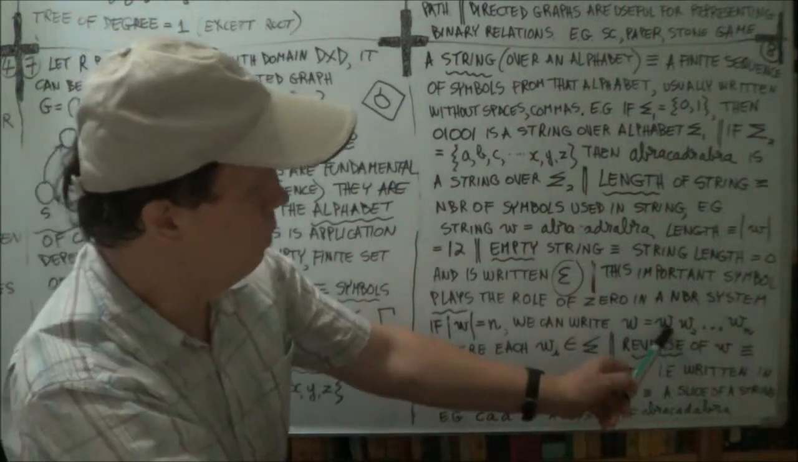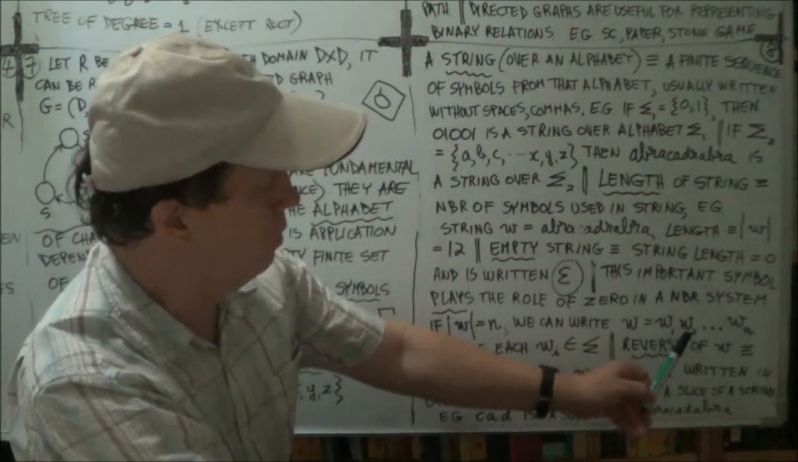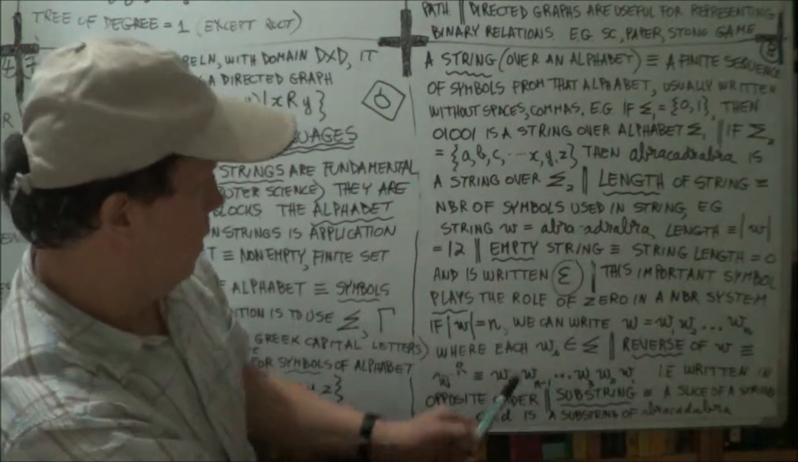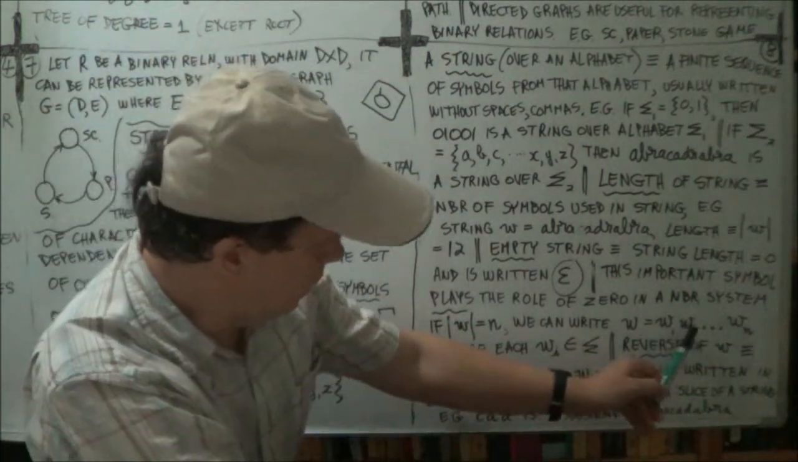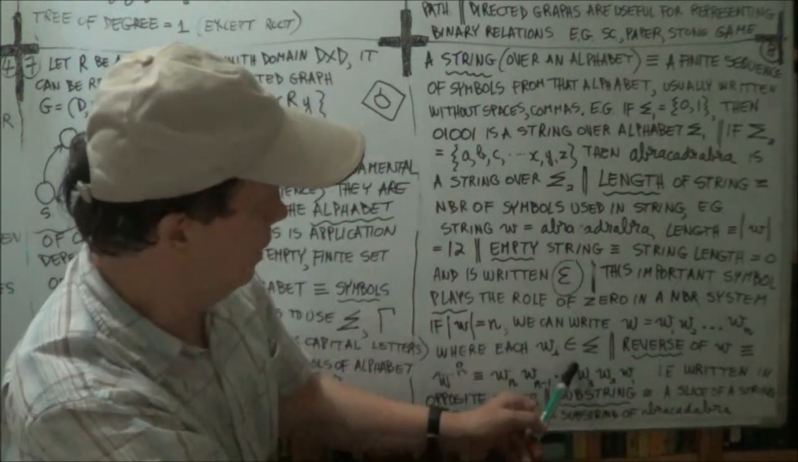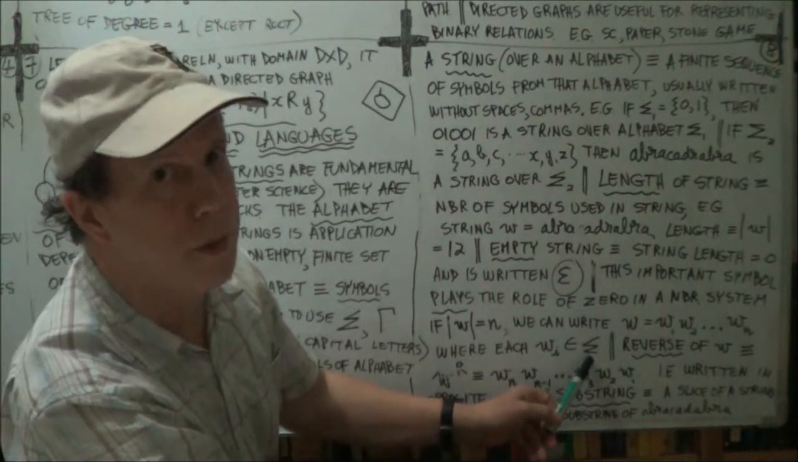So that's the first symbol you use. That's the second symbol you used in the string, and that's the nth symbol. Okay. So, and each one of these symbols belongs to the alphabet that you're using.